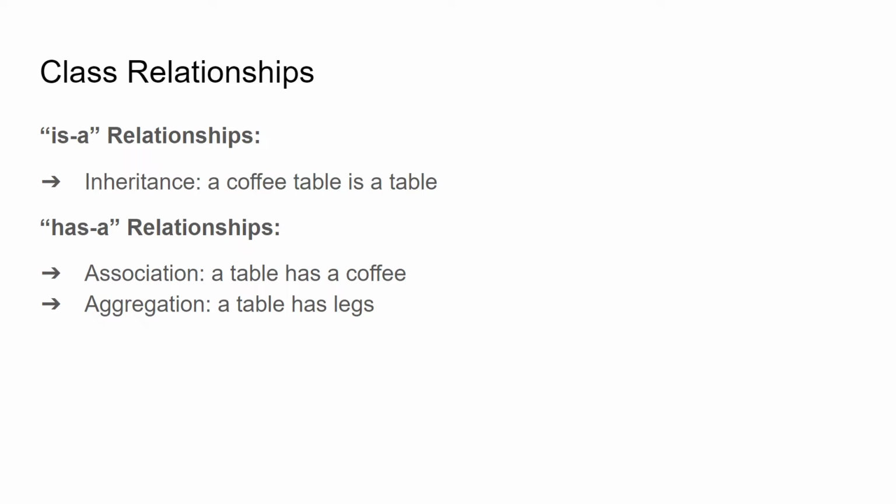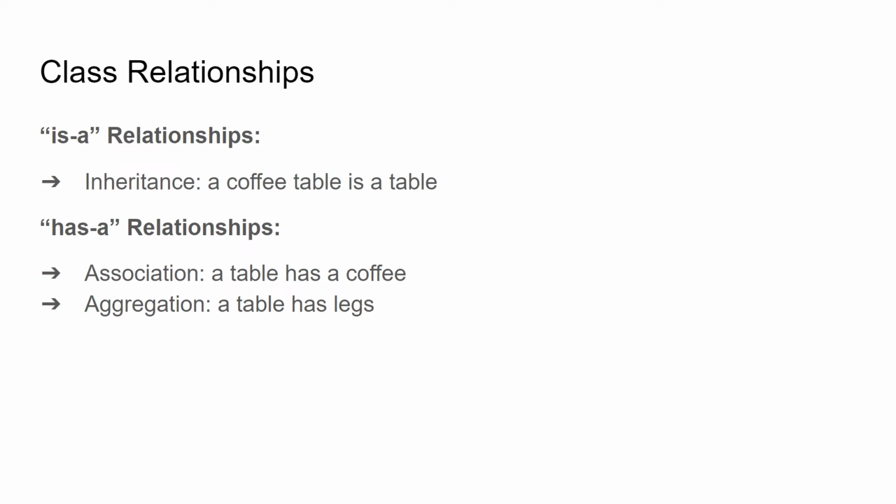Essentially, a coffee table is a table. In essence, a coffee table is a specialization of table, or vice versa. A table is a generalization of a coffee table. In terms of has-a relationships, there's two main types that I covered. Association, where a table has a coffee, and aggregation, where a table has legs.